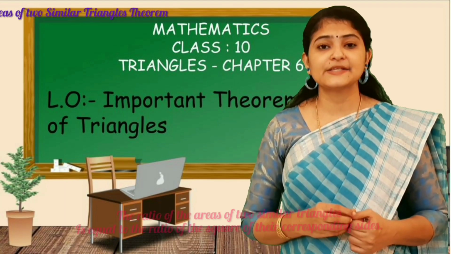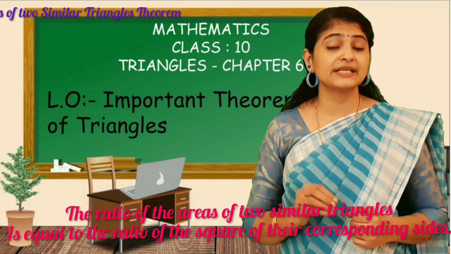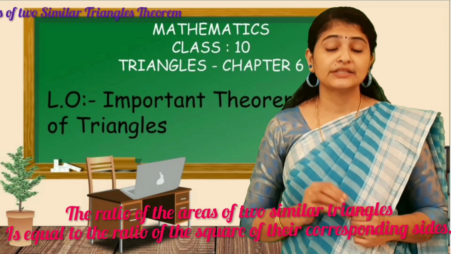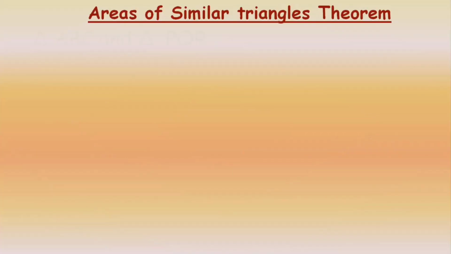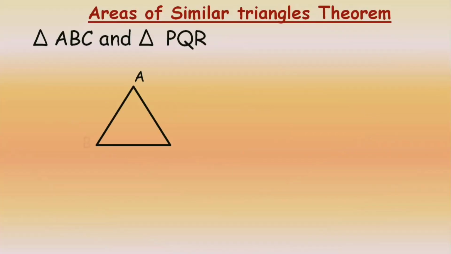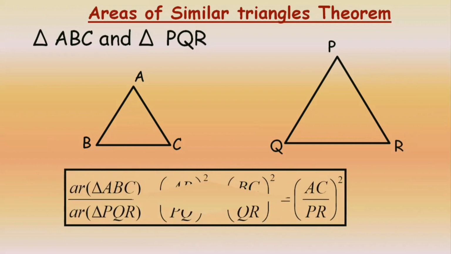Next is the areas of similar triangles theorem. The ratio of the areas of two similar triangles is equal to the square of the ratio of their corresponding sides. Consider two similar triangles ABC and PQR. According to the areas of similar triangles theorem, area of triangle ABC by area of triangle PQR equals (AB by PQ) all square, or (BC by QR) all square, or (AC by PR) all square.